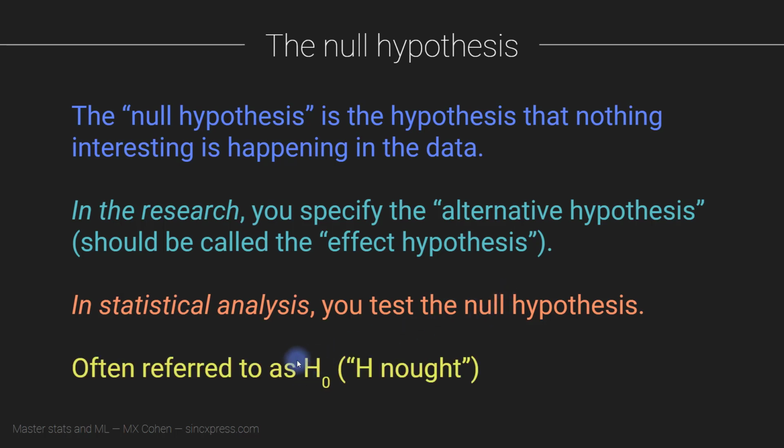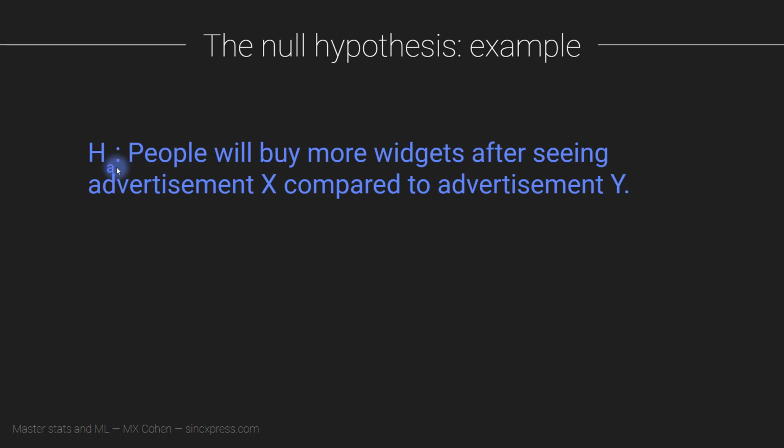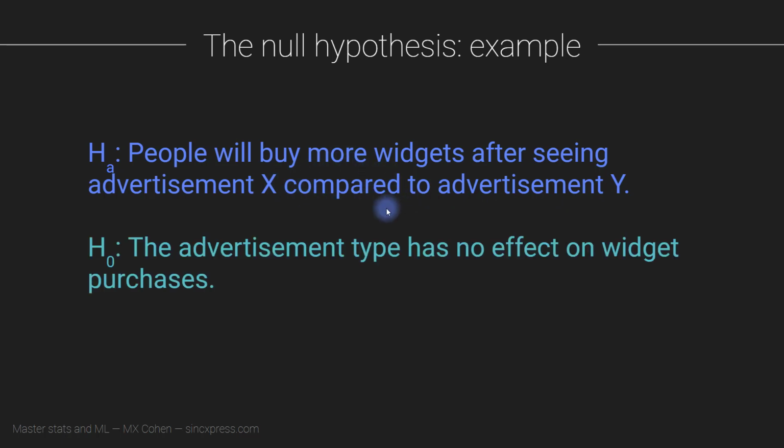This null hypothesis is often written as H with a 0 in the subscript, and it's pronounced H naught. This would be like the British way of saying 0. So H naught, or the null hypothesis. So let me give you a quick example. Our alternative hypothesis, this is the thing that we're actually interested in, is that people will buy more widgets after seeing advertisement X compared to advertisement Y. This is a form of A/B testing that we would use a t-test to evaluate. And then the null hypothesis here is that the advertisement type has no effect on widget purchases.